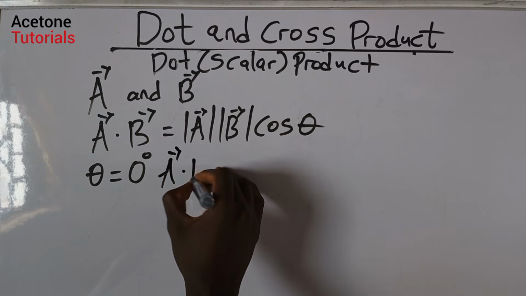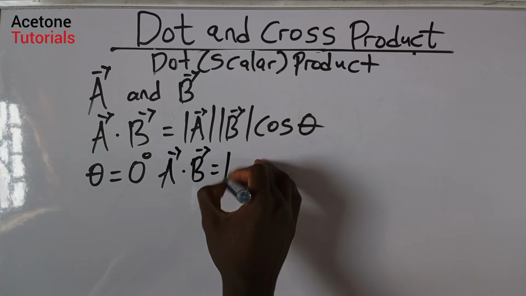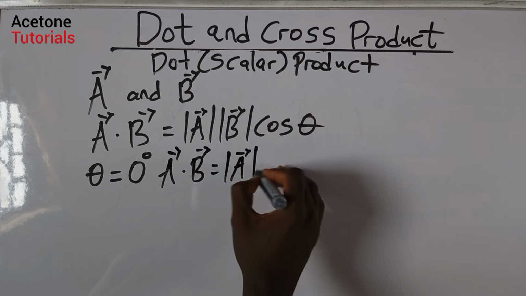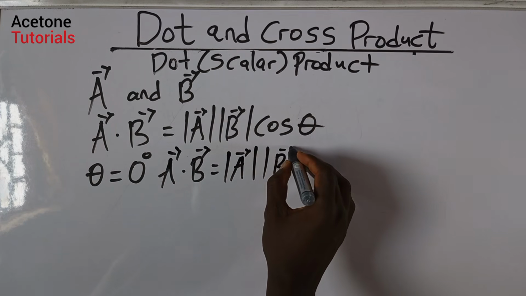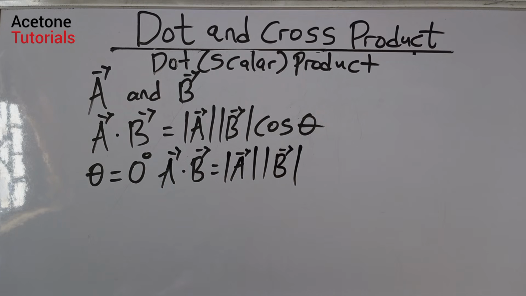A dot B equals the magnitude of A multiplied by the magnitude of B. So it means the dot product of two parallel vectors is equal to the product of their magnitudes, and it is maximum. So this is the maximum dot product when the vectors are parallel to each other.